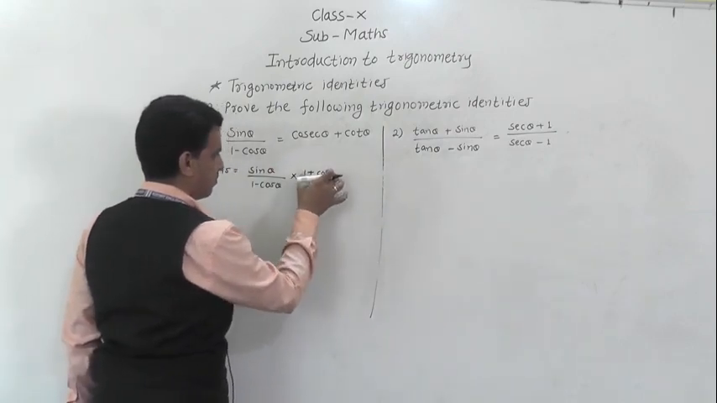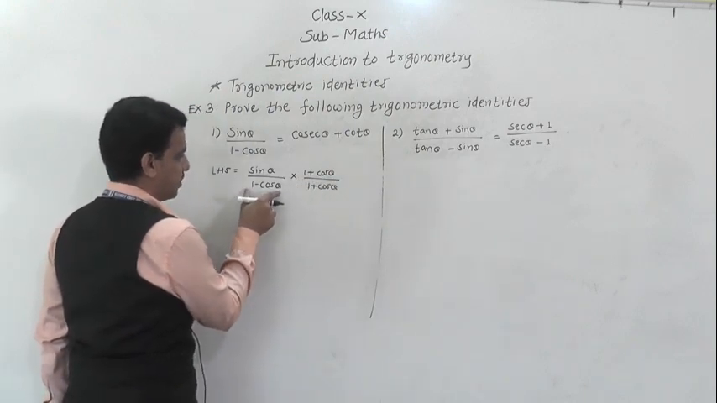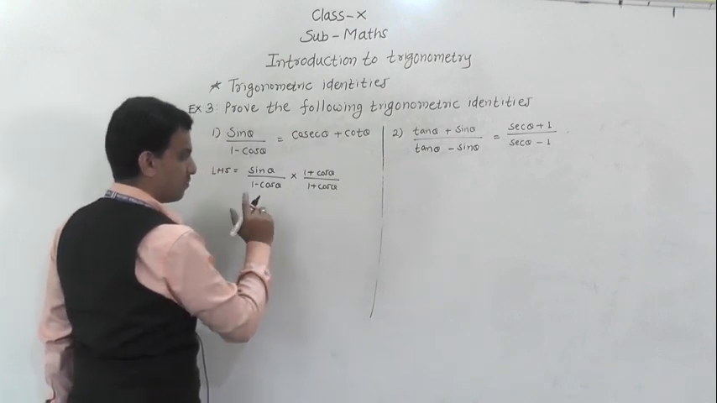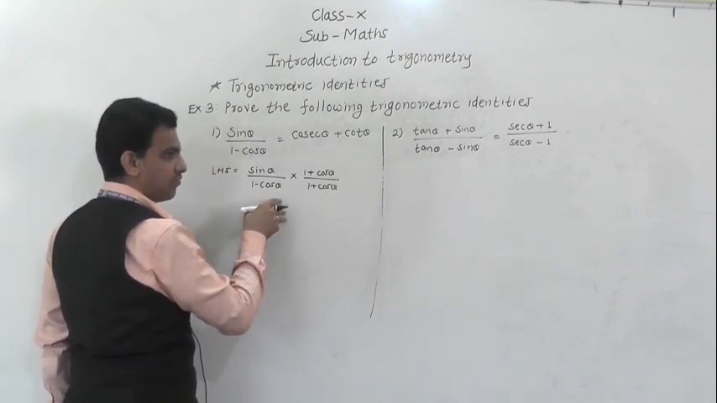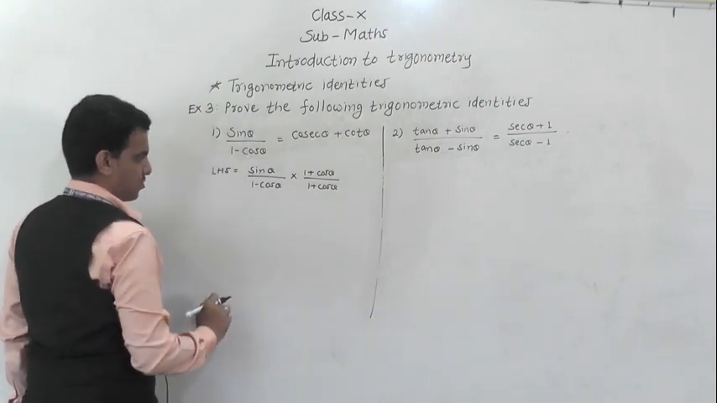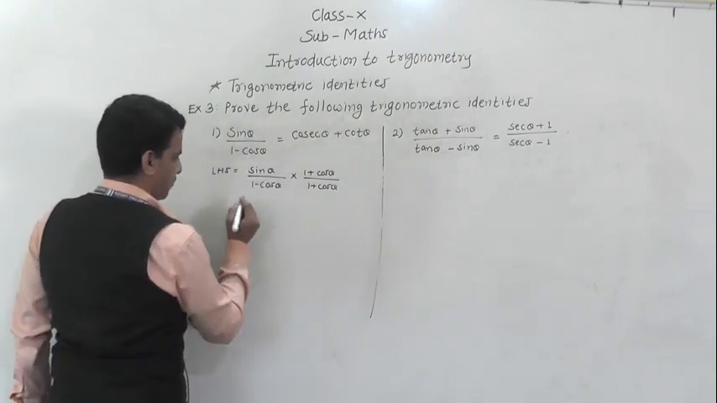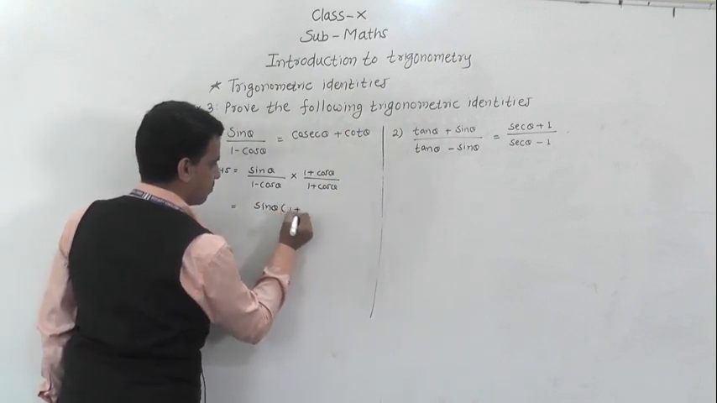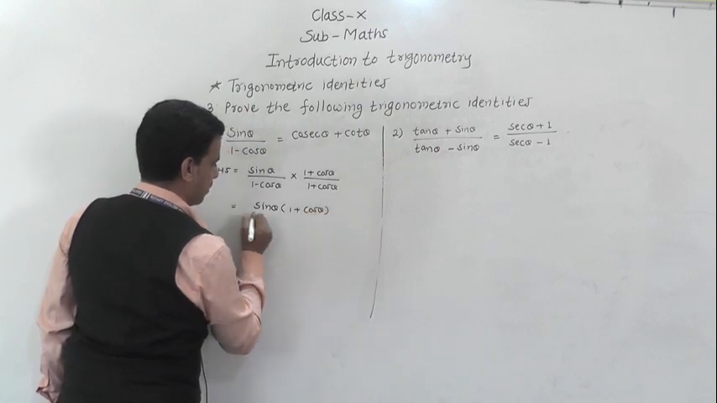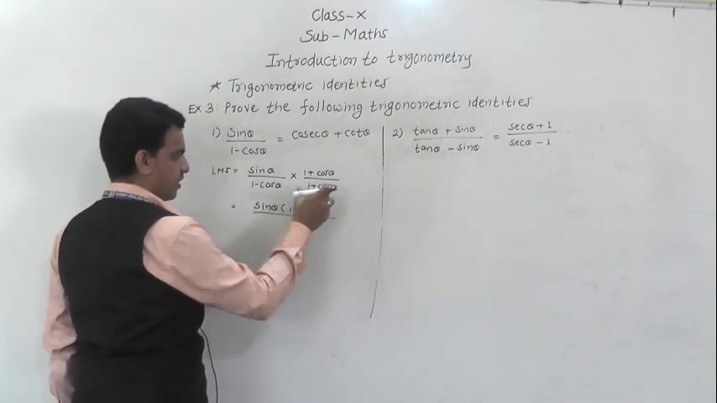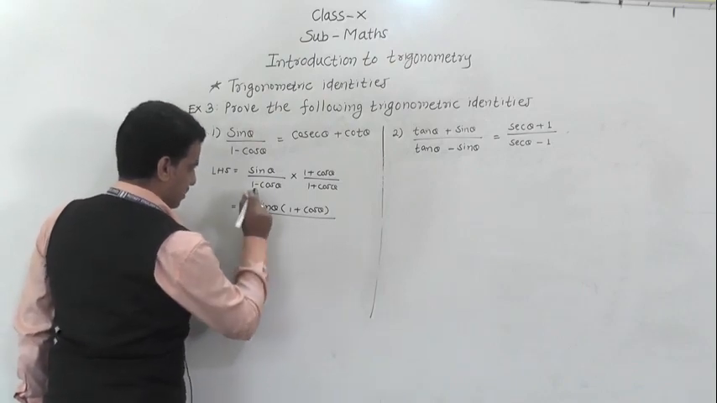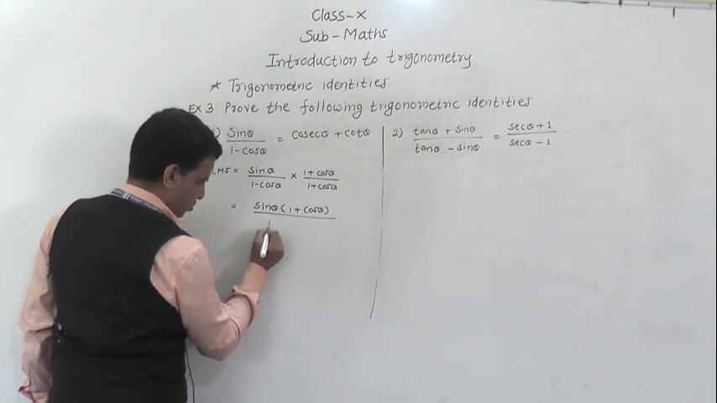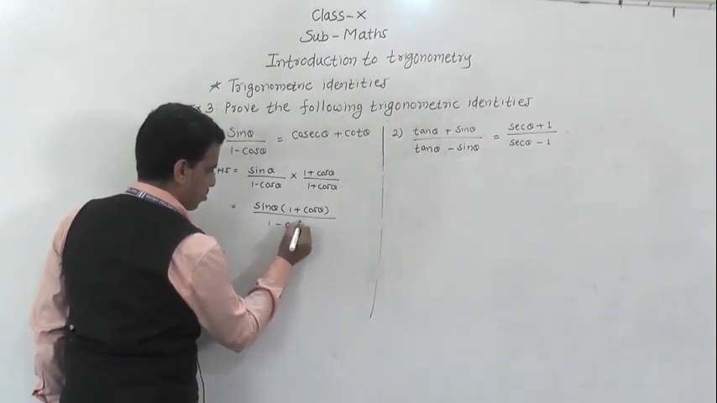Why I multiply here 1 plus cos theta? Because in denominator, if we observe this, 1 minus cos theta into 1 plus cos theta, that is a 1 minus cos square theta. And we know that 1 minus cos square theta is equal to sine square theta. So we can simplify further. So here sine theta into 1 plus cos theta divided by 1 minus cos theta into 1 plus cos theta, that is a minus b, a plus b. So a square, that is a 1 square 1 minus cos square theta.